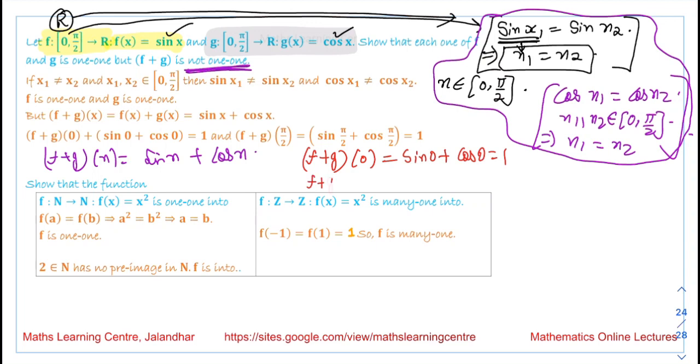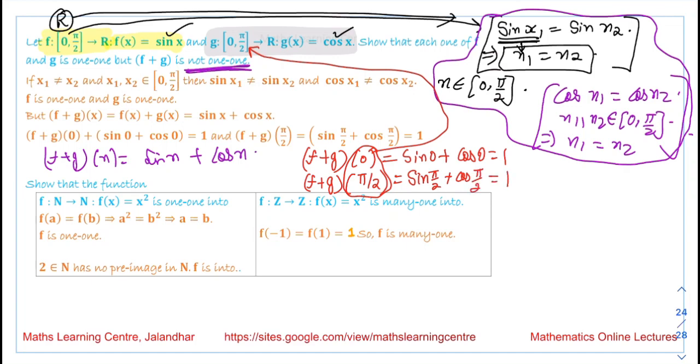If we calculate the value of this function f plus g at pi by 2, because both 0 and pi by 2 are elements of the domain, we are saying the answer we are getting is sine of pi by 2 plus cos of pi by 2. Again the answer we are getting is 1. So we are saying that there are two elements in the domain whose image is 1. It means that this function is not a one-one function.